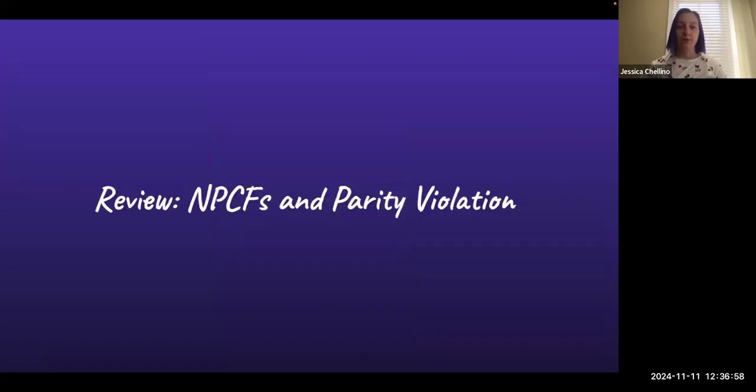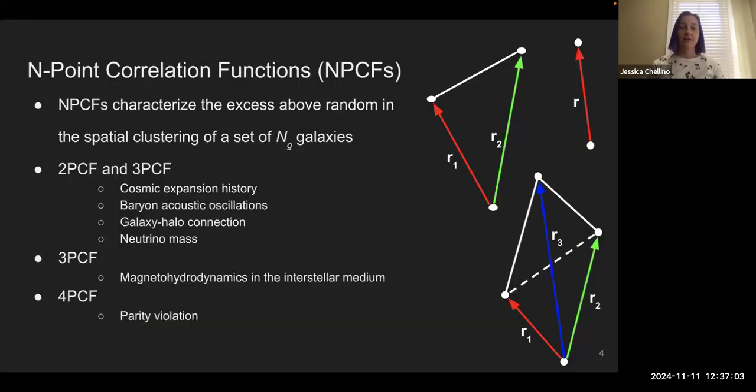First, let's start with an overview of endpoint correlation functions. NPCFs tell you about the excess galaxy clustering above what you would expect in a random distribution. So the 2PCF, for example, you have 2 points or 2 galaxies separated by a distance r, and the 2PCF tells you about the excess of galaxy pairs above the pairs you would expect given a random distribution of galaxies.